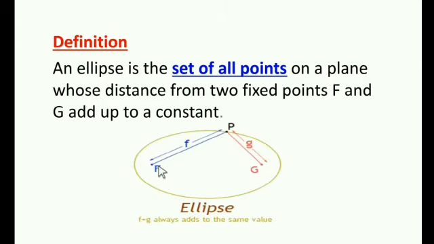Look at this. Here F and G are two fixed points. Take any point P on the conic. Here the conic is an ellipse. Now if we add the distance between P and capital F and P and capital G, it will always give a constant value. So this means that the given conic represents an ellipse.